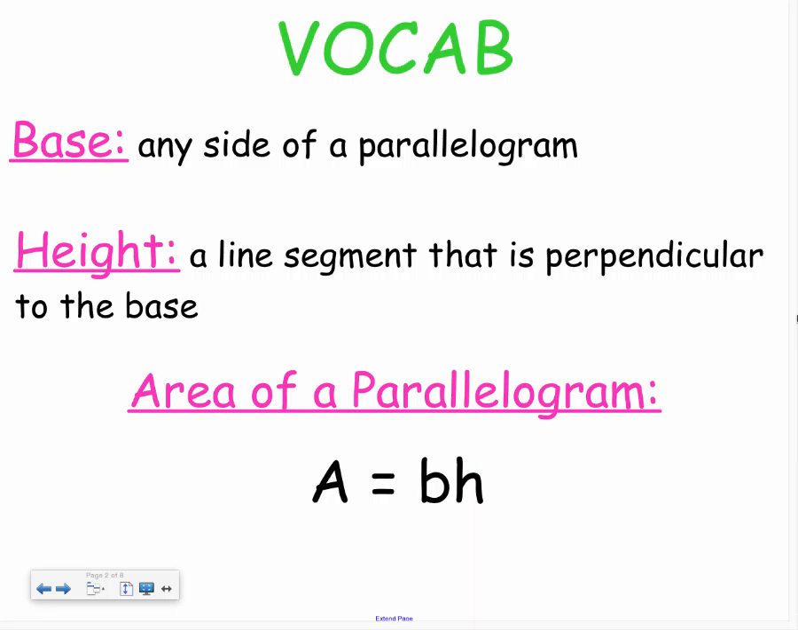The height has to be perpendicular to the base, meaning that they have to form a 90-degree angle. So our base and our height must have a 90-degree angle in between them. As we know, the area formula for a parallelogram is the area is equal to the base times the height.